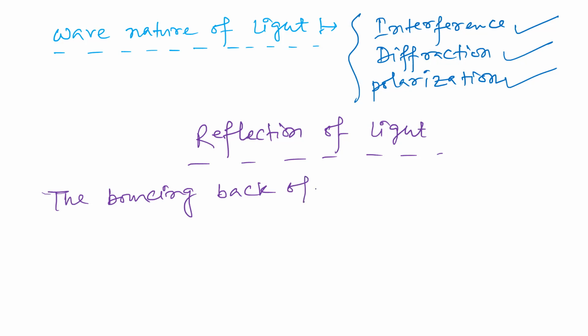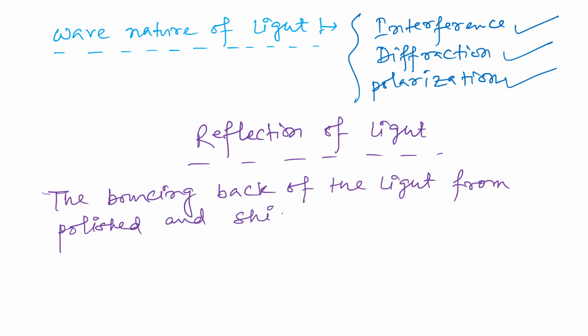the bouncing back of the light from polished and shiny surface. The bouncing back of the light from polished and shiny surface is known as reflection of light.